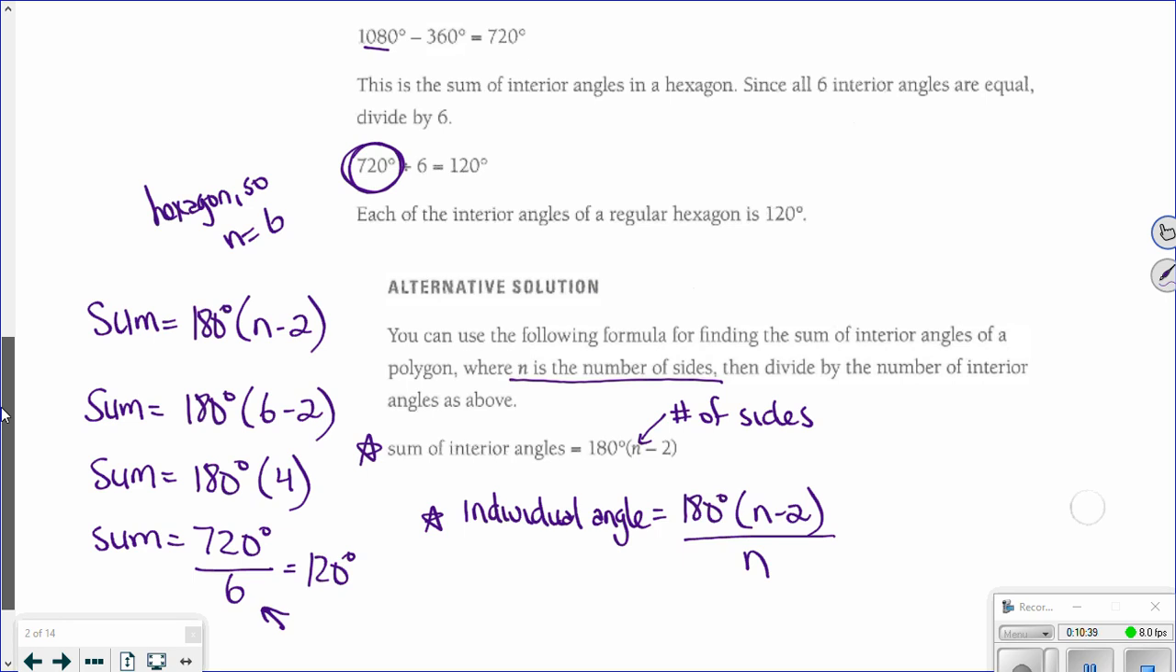It doesn't explain how to use it though. It's not going to tell you that n equals the number of sides, so don't forget that. That's important.